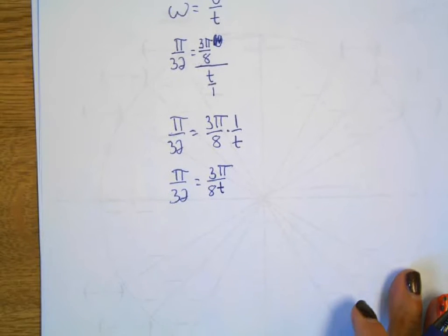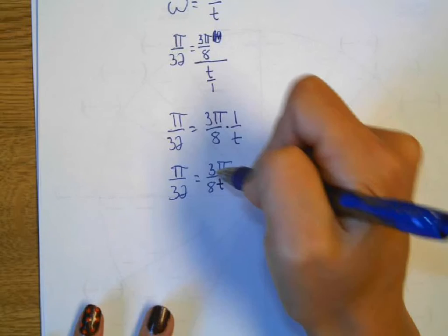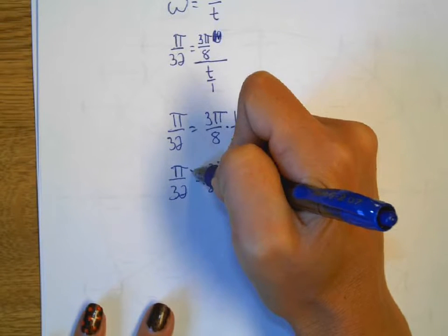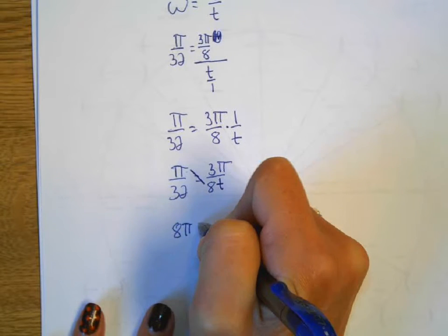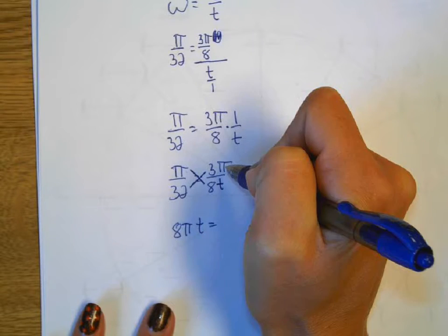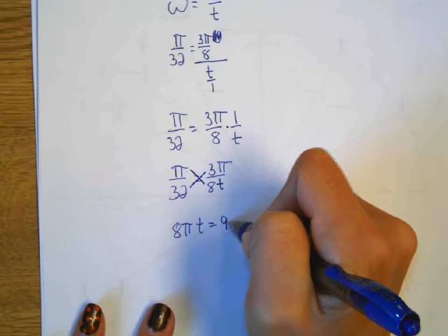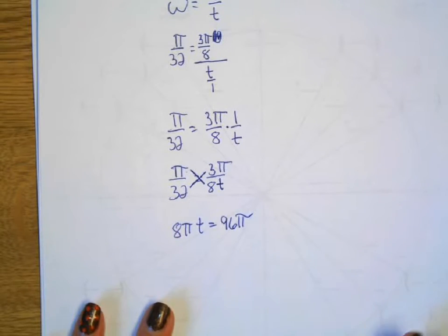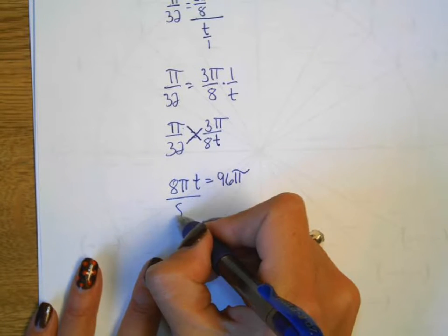At this point you have options. I like cross products. When you've got two fractions equal to each other, that's just proportions. Cross products are equal. So my cross product here is 8 pi times t equals 32 times 3 times pi. 32 times 3 is 96 pi. How do I solve for t? Divide by 8 pi.